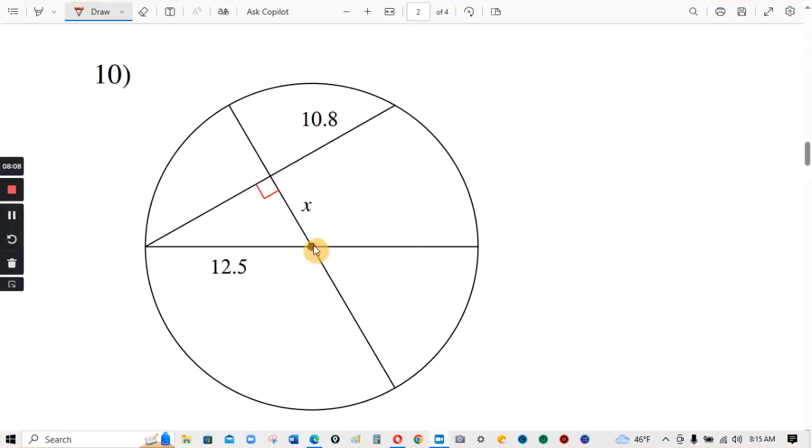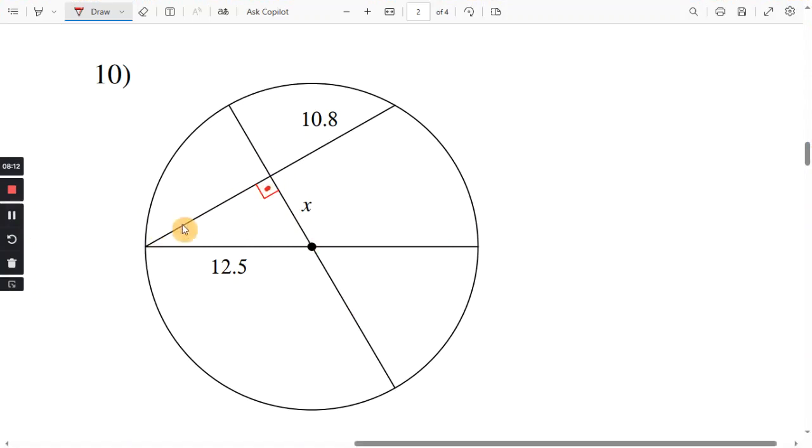All right, once again, here is your radius or diameter. It makes a right angle with this chord. This chord is bisected. If this is 10.8, then this one here is also 10.8. All right, and then just use Pythagorean theorem.